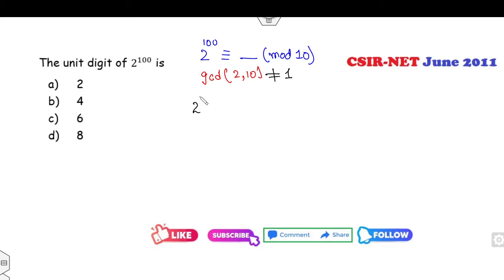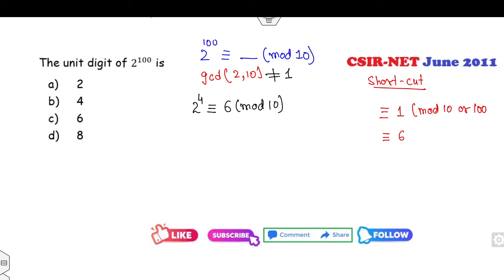You can see 2 raised to power 4 is my 16. 16 will be congruent to 6 mod of 10. Make sure, students, whenever you see either 1 or 6 as the mod of 10, then whatever the power you think about, whatever the power, if the power may be 1000, power may be 7, power may be 1 lakh, the answer remains the same. So your first target is to make them either 1 or 6.